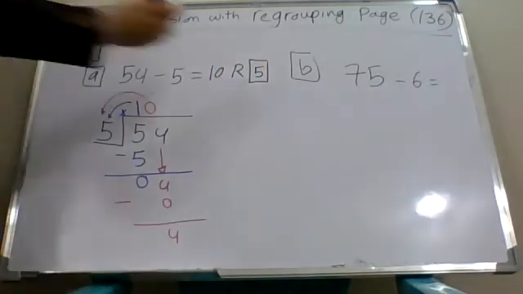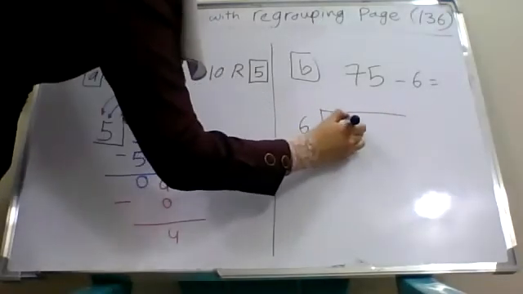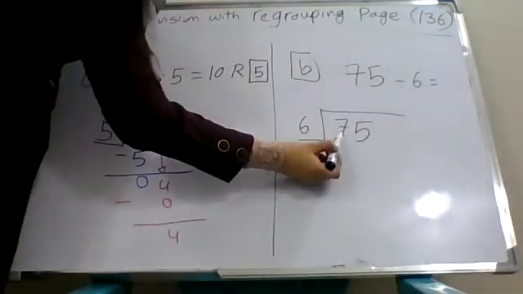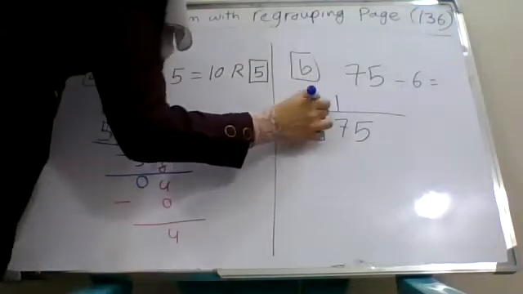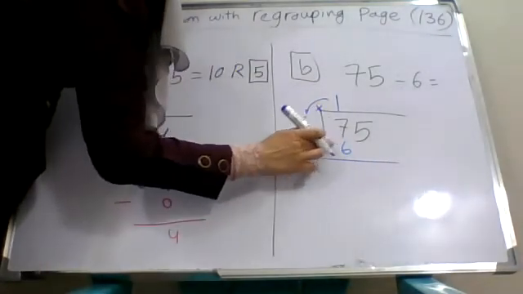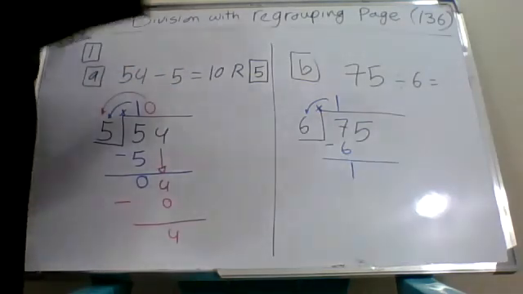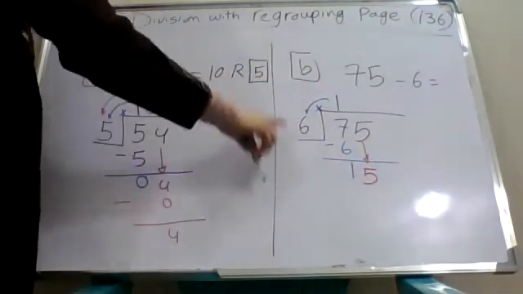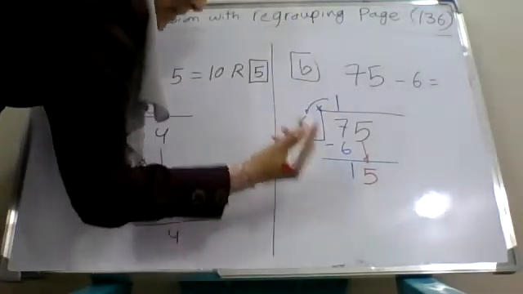The next exercise, again, long division. I have 6, and here I write 75. Let's check the first number. How many 6 inside the 7? I have only 1. 1 times 6 equals 6. Subtract. 7 take away 6 equals 1. Then I put down the 5 so I can check. Write 5 over here. How many 6 inside this 15? Remember the times table for 6. 6 times 1 is 6.